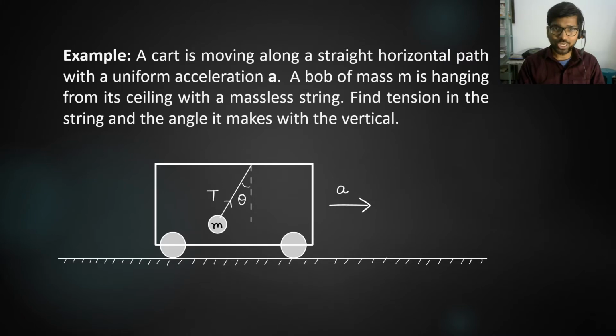In this video we are going to learn how to solve a problem in mechanics with an illustration. Let's first go through the illustration. A cart is moving along a straight horizontal path with a uniform acceleration a. A bob of mass m is hanging from its ceiling with a massless string, and we wish to calculate the tension in this string and the angle which the string makes with the vertical.